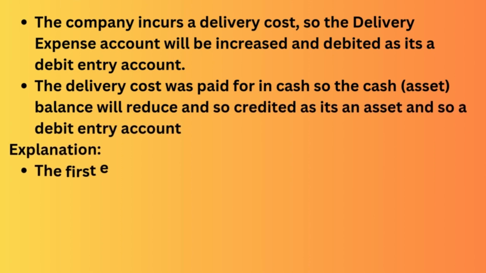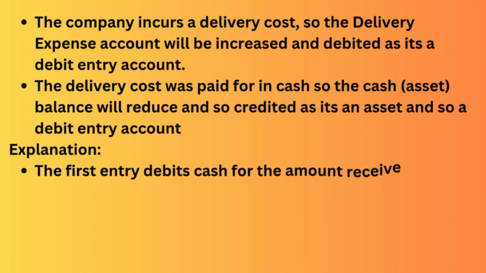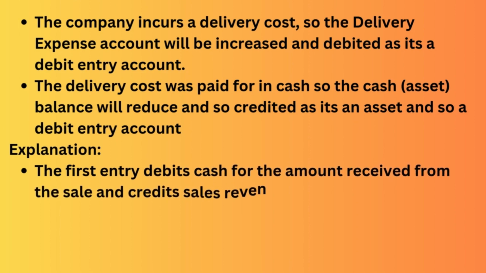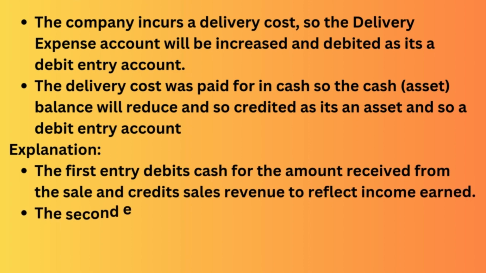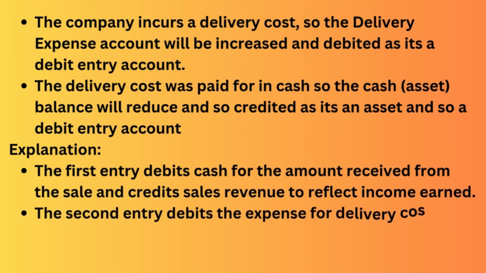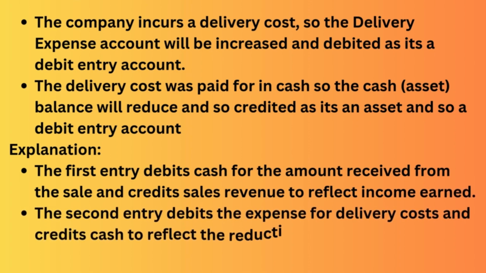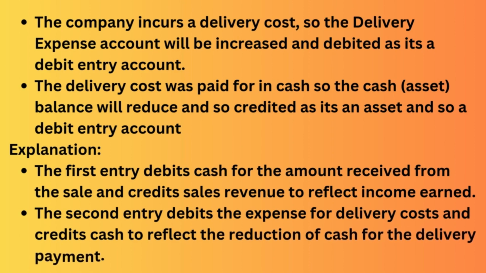But note that there's a third leg. And the third leg is that the delivery cost was paid for in cash. So the cash account is also affected. And so money is leaving the company as a result of the payment for the expenses. And so cash is reducing. And we know cash is an asset. An asset is a debit entry account, and the point of entry is on the debit side, while the point of exit and reduction is on the credit side. So we need to credit our cash account for this delivery expense.